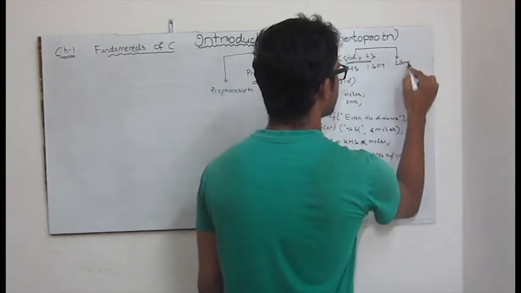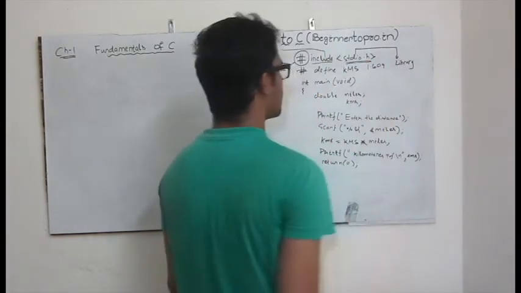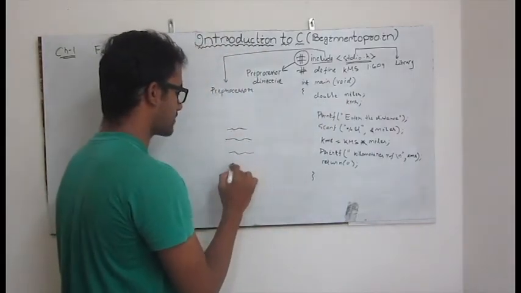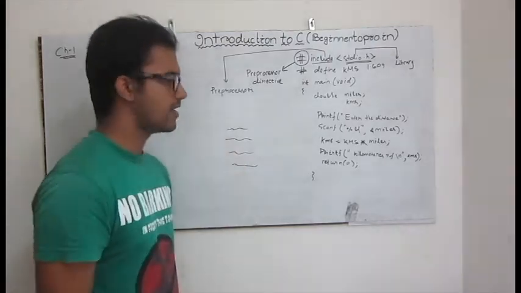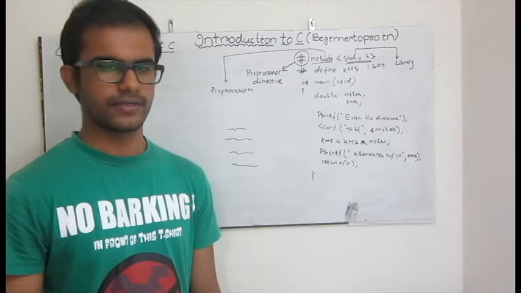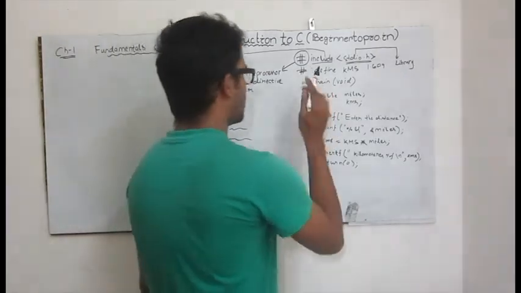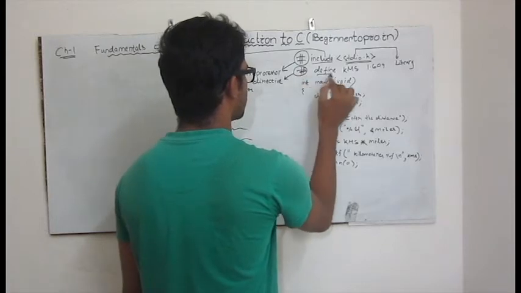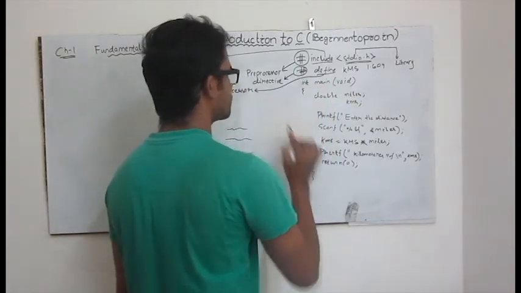What will this do? stdio.h contains a bunch of coding statements, executable statements, which will get included when the program starts executing. Then this is also a preprocessor directive, along with this preprocessor.